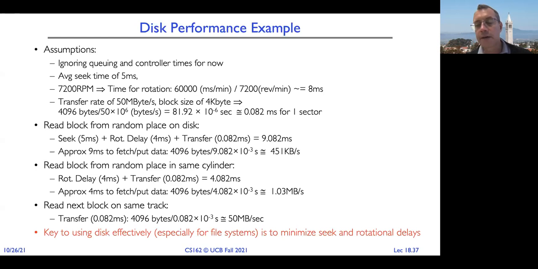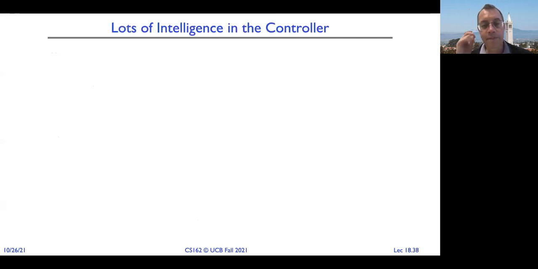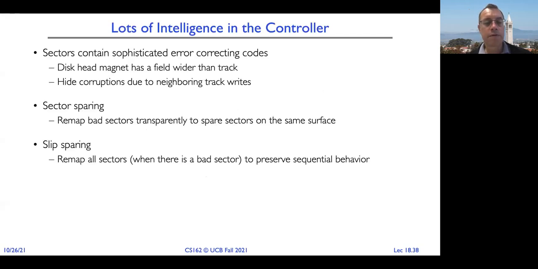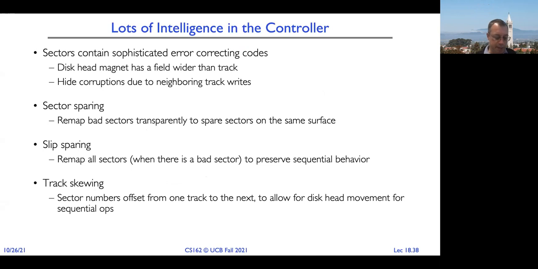So the key to using a disk effectively is to access the data sequentially as much as possible. Now, there is a lot of intelligence embedded into the controller. For the sectors, for instance, you have sophisticated error correcting codes to avoid data corruption. This is very important because if you store the data on a disk and you trust that it's stored persistently, then if the data is corrupted, you lose the data.